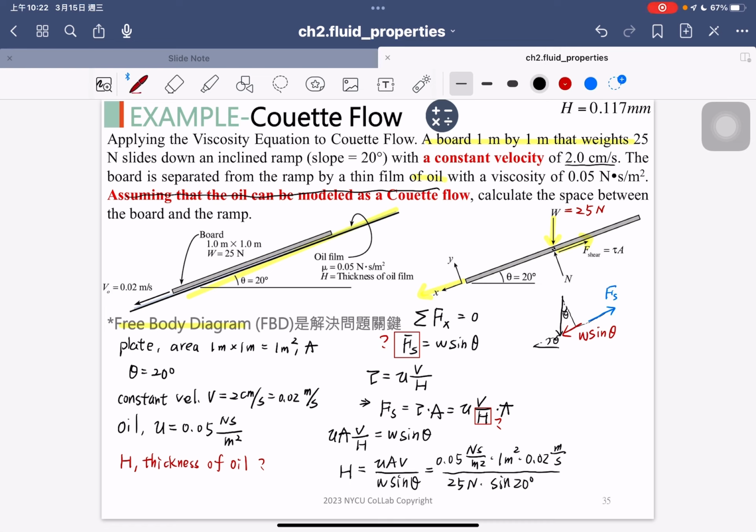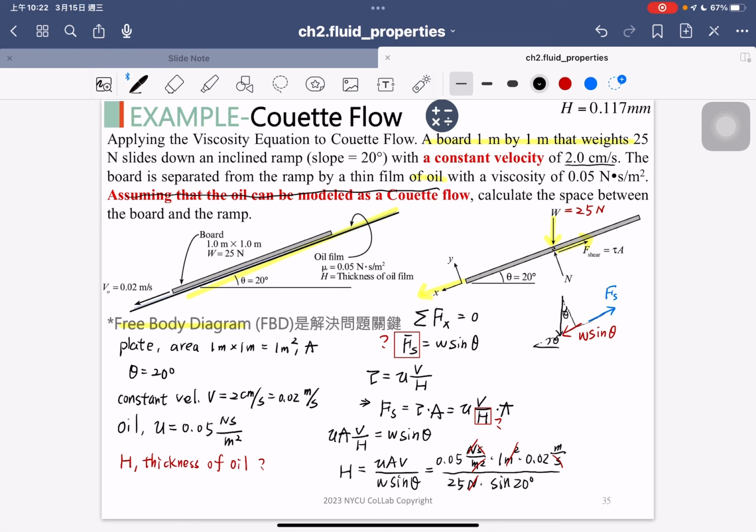Okay, so you can check the unit dimensional balance. We cancel out the meter square, and the newton cancels out the newton, and there is a second in here, and we cancel out a second. So the final unit is equal to meter. It makes sense because we don't know the thickness of the oil.